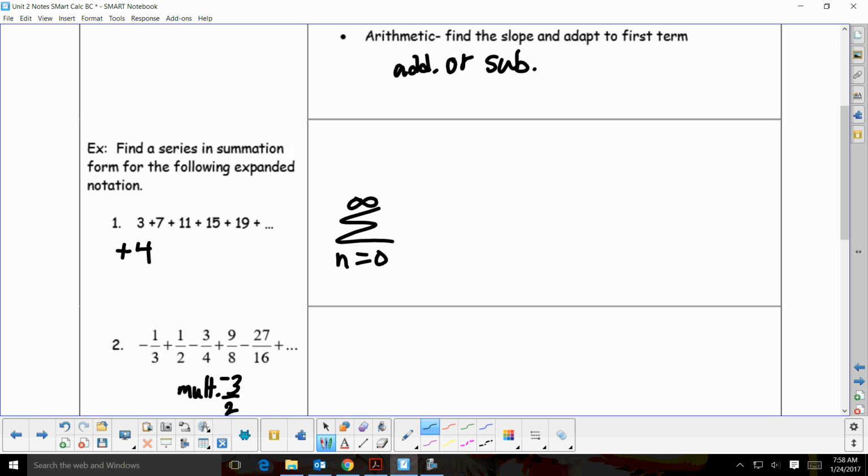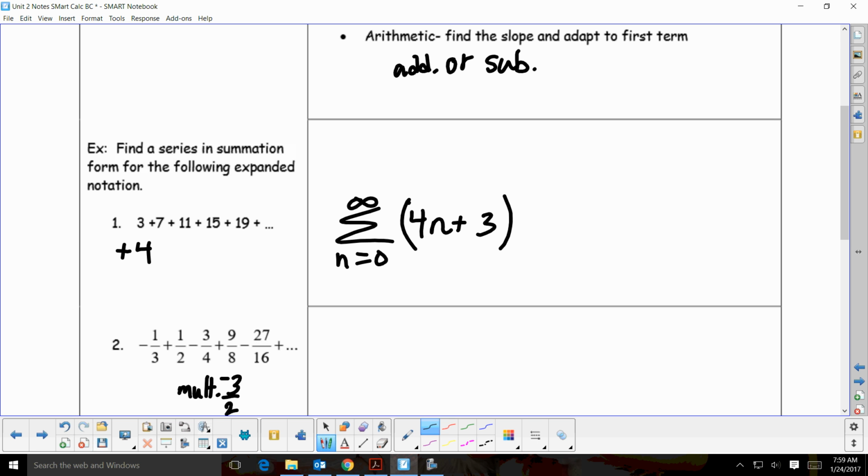So if I'm adding 4, I basically know my slope is 4. So I know I have that 4n. Okay, this is going to be in the slope. And then when n is 0, what do I need to get out? A 3. There we go.